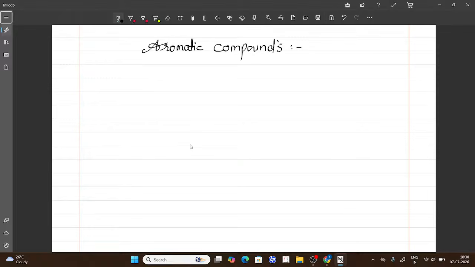So for an aromatic compound, there are some conditions. What are aromatic compounds? There are mainly four rules for aromaticity. If these rules are obeyed by the compound, then we can say the compound is aromatic. So, which are the different rules? The first rule is that your compound must be cyclic.